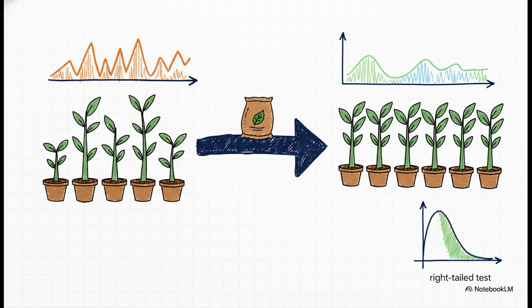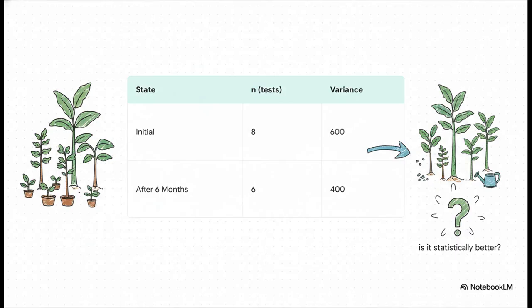Their hunch is that the old way was way more variable than the new way. Since they're only looking for an improvement in one direction, this is what we call a right-tailed test. And here's their data. The old process had a variance of 600. After 6 months with the new fertilizer, the variance dropped to 400. Now, on the surface, that looks like a clear improvement. But is that drop big enough to be statistically meaningful, or could it just be a fluke?